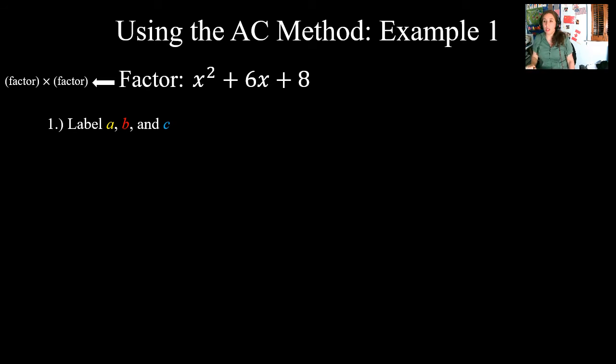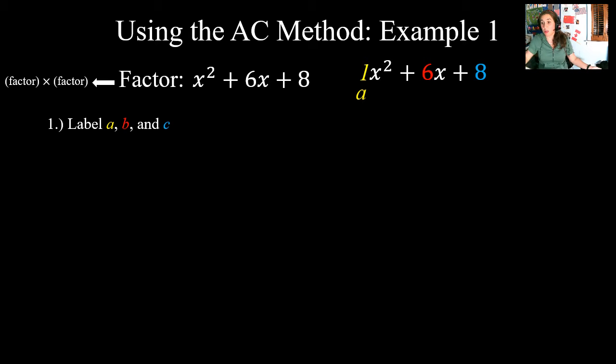So the first step of the AC method is to label your coefficients A, B, and C. So what I've done is I've sort of rewritten my trinomial over here, okay? And I wanted to sort of highlight those coefficients so you could see them a little bit better visually. So my A here is actually this invisible 1, right? I didn't have a coefficient in front of my x squared term. Whenever I just have an x squared or a y squared or an x or a y with no number in front of it, there's just this invisible 1, right?